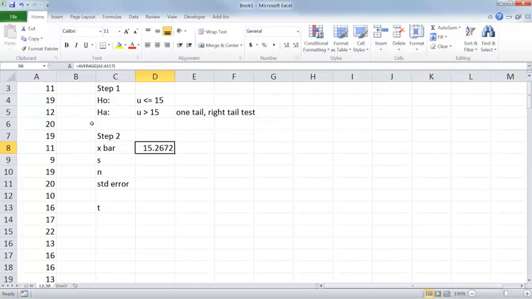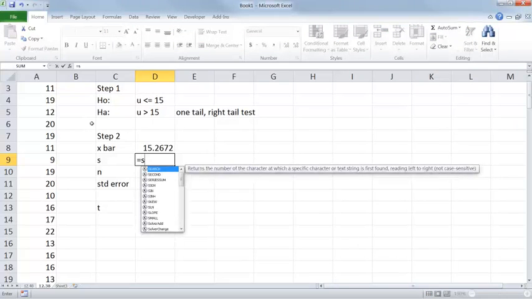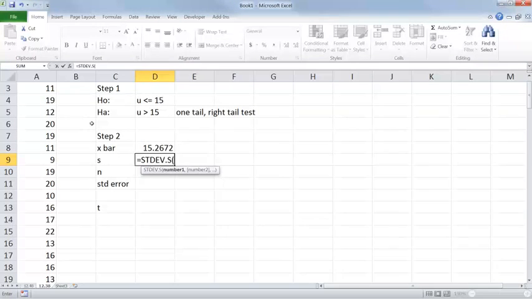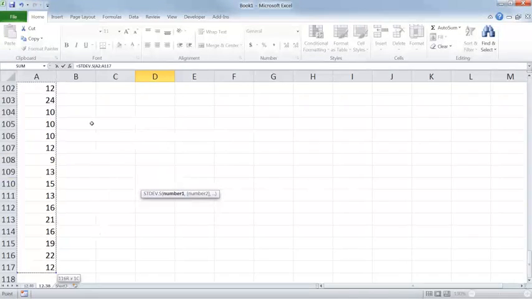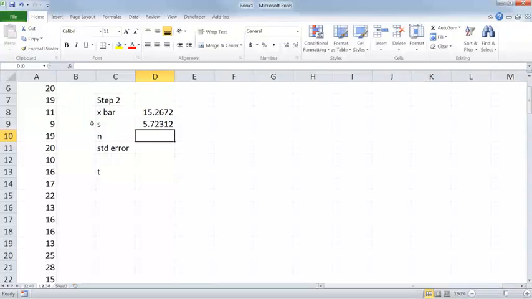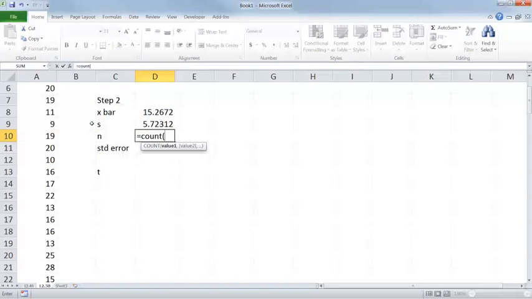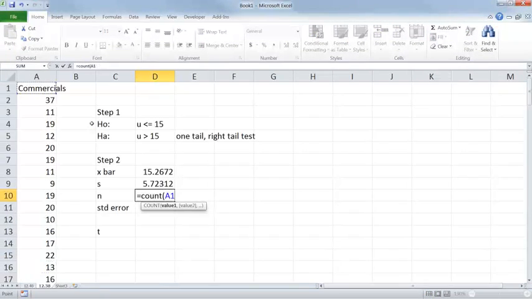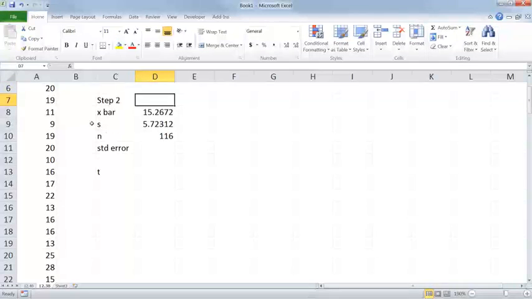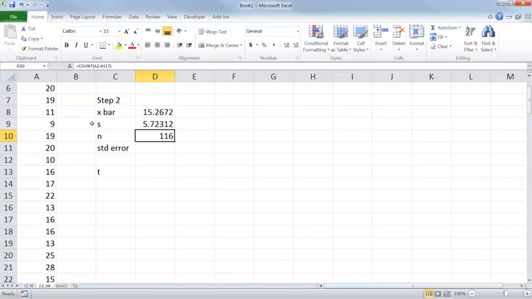15.26. See, that doesn't seem a whole lot bigger than 15, so this might be a different story. Standard deviation equals standard dev. I can use standard dev.s, but not standard dev.p. That will give me the wrong answer. Okay. And that's just a count, or we can read the problem and see how many were there. 116. Actually, the problem doesn't even tell us.